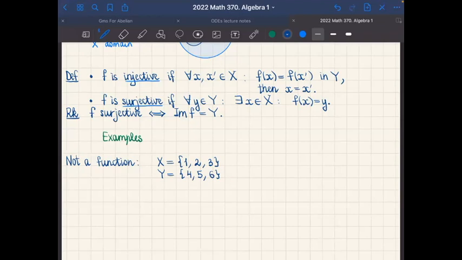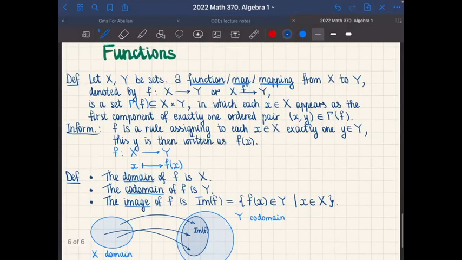And I can define a subset of X cross Y which consists of pairs (1, 4), (1, 5), (2, 6), and (3, 6). You can see that 1 appears in 2 pairs, which contradicts this assertion.